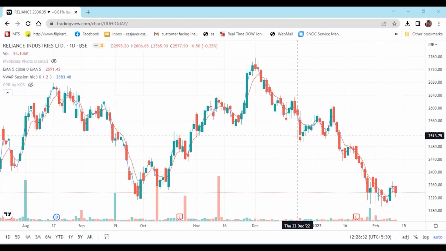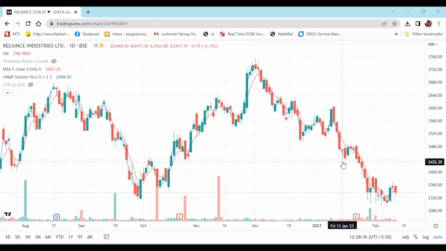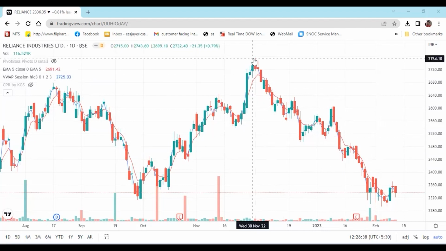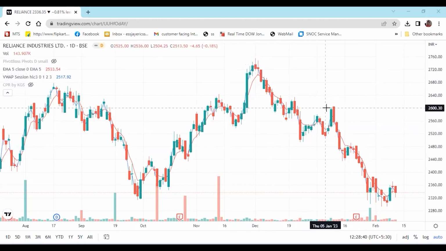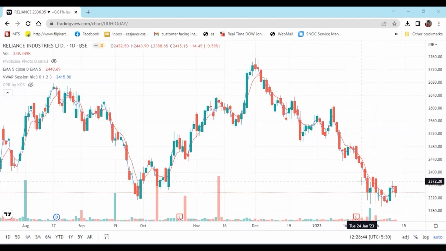So see, this is making lower lows and lower highs. So what does it mean? In the short term, the trend is negative, right? So you can go for a short, but to go for a long, we will have to wait for the momentum to change, for it to change from lower lows into higher highs and higher lows, right? So that is the one thing.